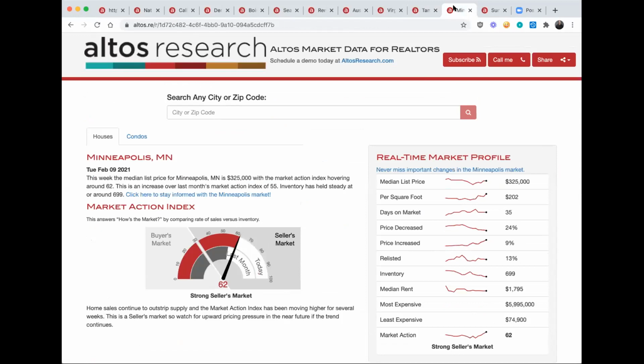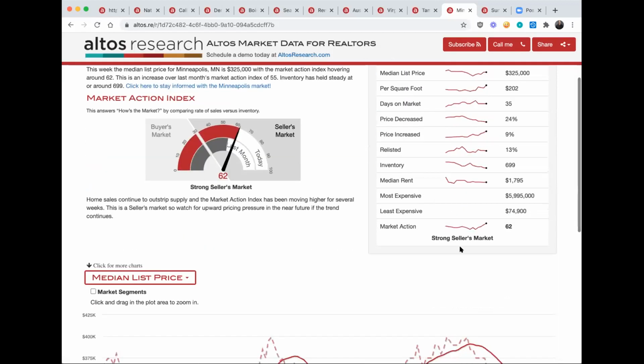Minneapolis is a market that is, I think, getting a lot of investor interest. I hadn't noticed it, but I think some folks at John Burns Real Estate Consulting pointed out the flip activity happening in Minneapolis. So this is the city of Minneapolis, and this is February. We're at 9% with price increase. 9% of the market has taken a price increase. The market is heating up in Minneapolis.